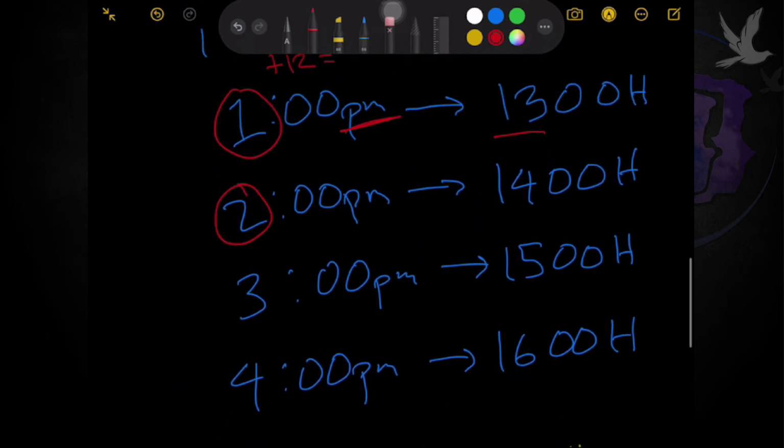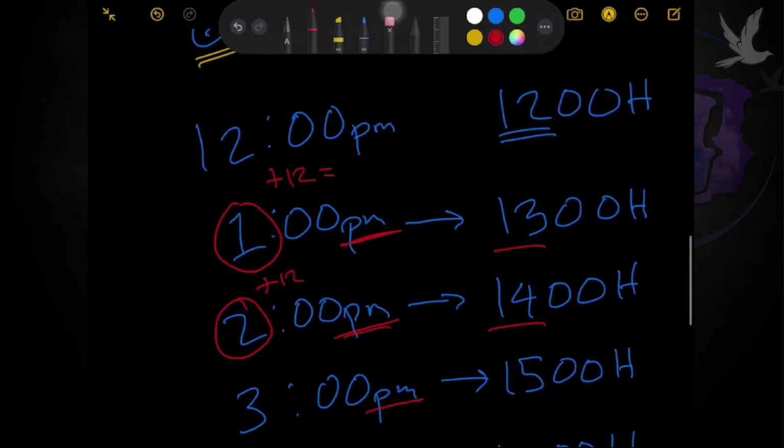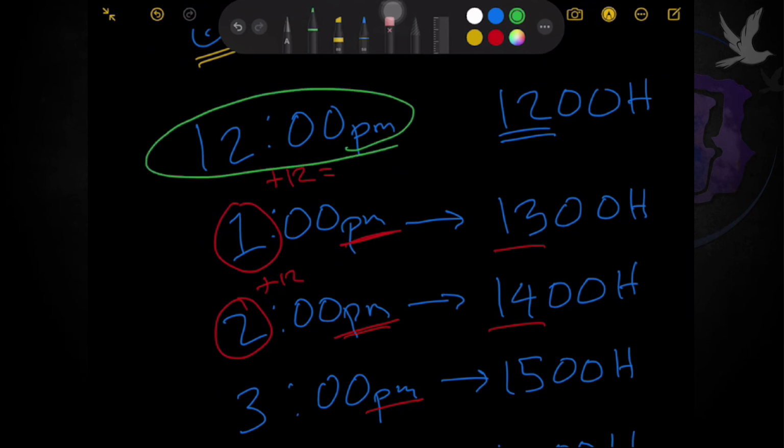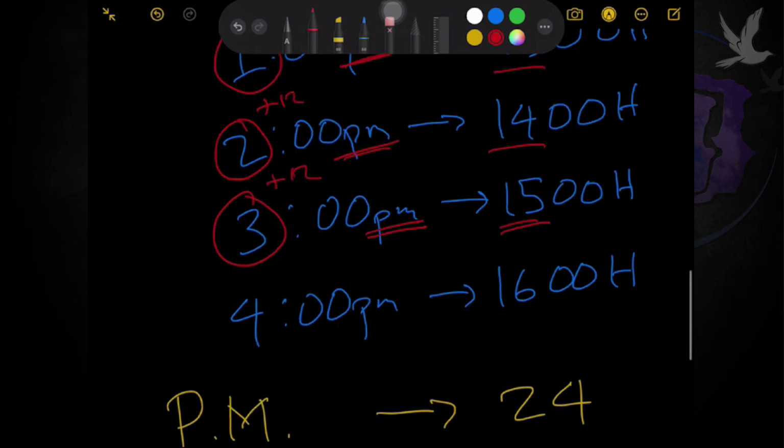Take 2, since this is PM again, plus 12 is equivalent to 14. PM again. Again, this only works for 1 o'clock and onwards. May sa PM na to, excluded ang 12. 12 will remain as 12. Okay? Going back. Since PM na naman to, 3 PM, take 3 plus 12 will give you 15.